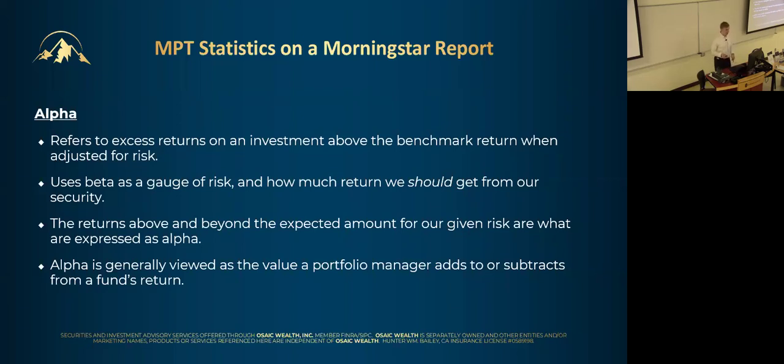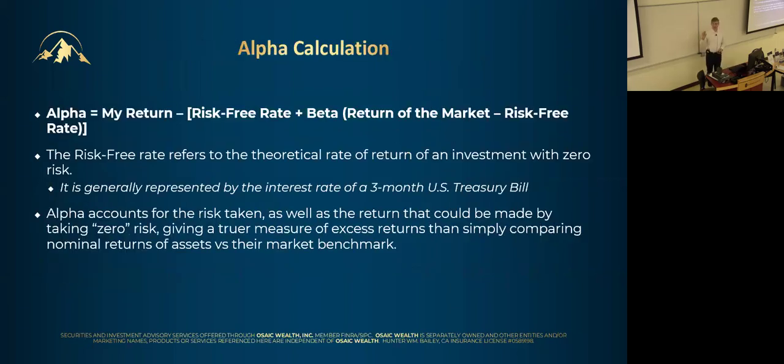So the calculation for alpha is a little bit more simple than beta, but it's not exactly the easiest thing in the world. You basically plug in what the risk-free rate is. Remember, that was the Treasury bill's interest. So that's the theoretical rate of return of an investment with zero risk, usually represented by the interest rate of a 3-month US Treasury bill. So it accounts for the risk-free rate and the amount of risk that you're taking, which is the beta.